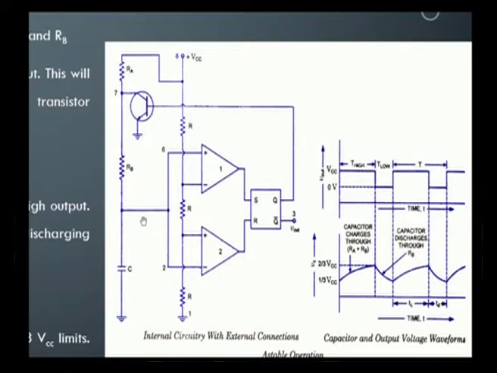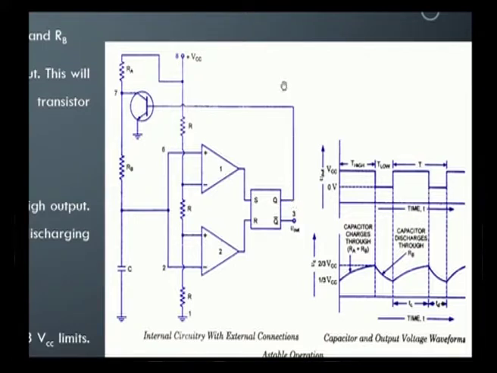The comparator works when the non-inverting input gets a voltage of 2/3 VCC. This makes the comparator operate, and we get the output as high. This puts the flip flop in a reset condition, so the Q will be high.